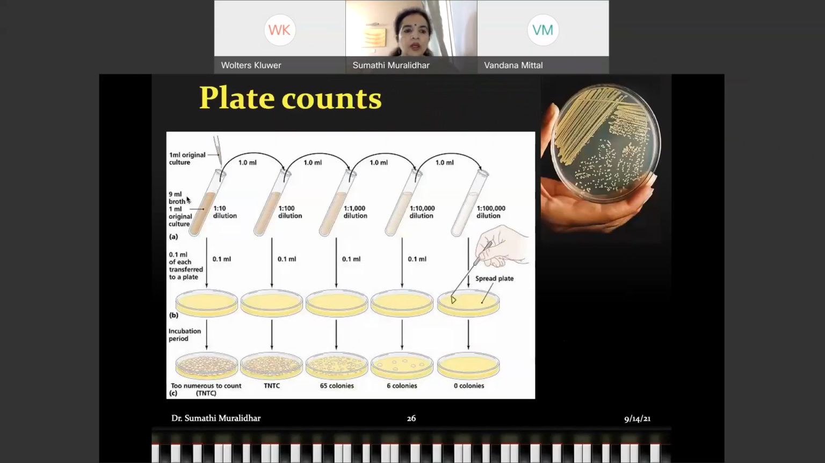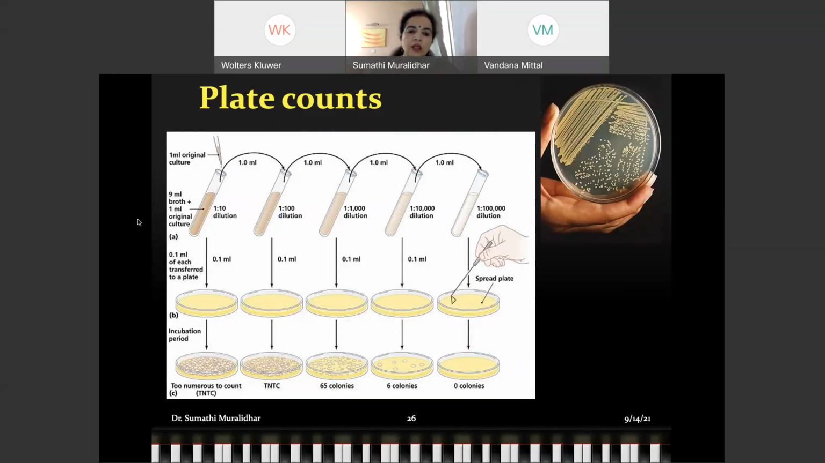So how do you do it? You originally start with, say, 1 ml of the culture, and then you add 9 ml of broth. So total you have diluted it 1 in 10 times. So 1 ml of that you put into another 9 ml broth, and that will become a double dilution, that is 1 in 100. So you go on adding 1 ml from each of these tubes to the next tube till you get a dilution of, say, 1 in 1 lakh.